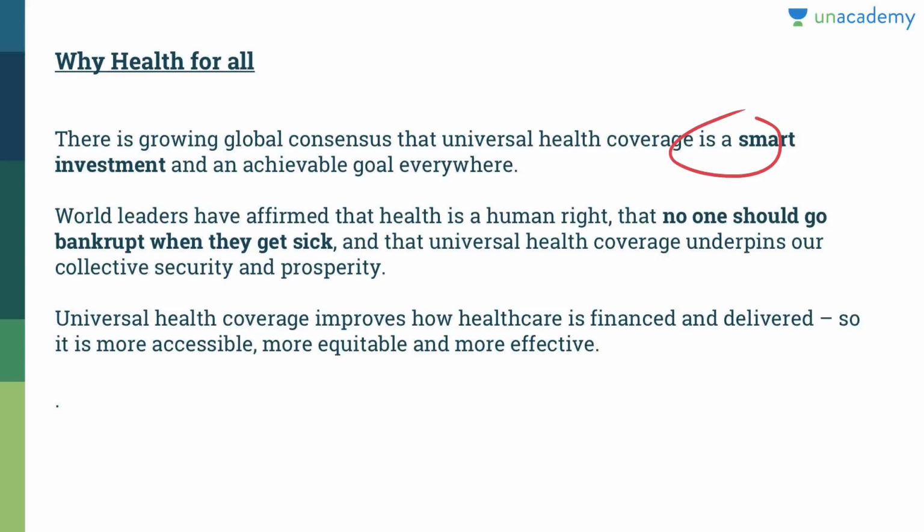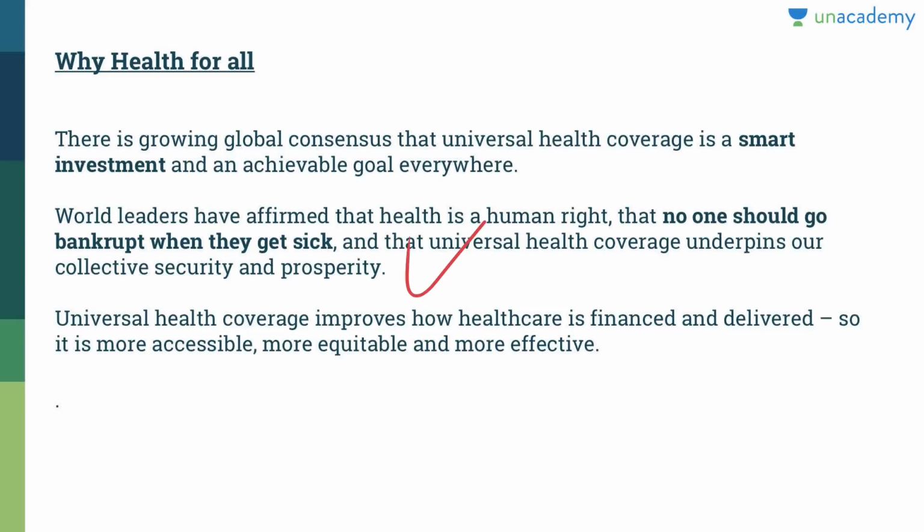The second point is that universal health coverage is not something which will be achieved 100 years down the line. Right now it is an achievable goal everywhere. It is not an impossible goal, it is an achievable goal. At least you will have to believe that. Now world leaders have affirmed that health is a human right, and no one should become poor or go bankrupt once they get sick because of the cost of healthcare. Experts have also said that universal health coverage underpins our collective security and prosperity. As a nation, you will feel very secure and prosperous knowing that even the poorest of the poor have access to health and will not get bankrupt. They will not have to take loans from loan sharks, sahukars, and so on, and people will not take their lives because of these loans.